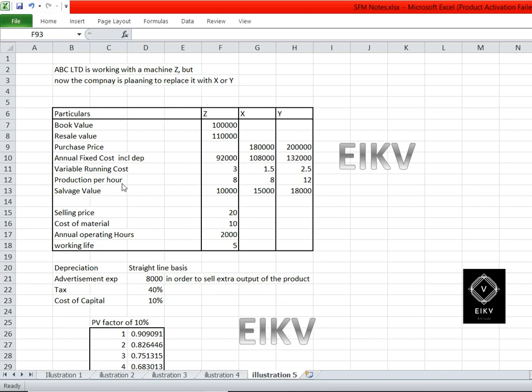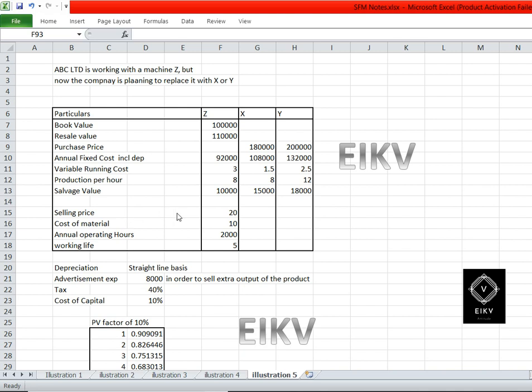So this is the main criteria. For an hour, the production of X, Y and Z are 8, 12 and 8. Then they have given the salvage values as 10,000, 15,000 and 18,000. After that, they have given some basic details of the product manufactured.